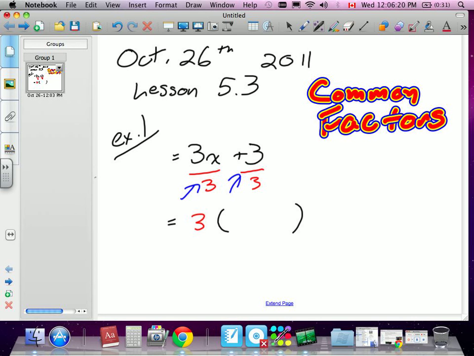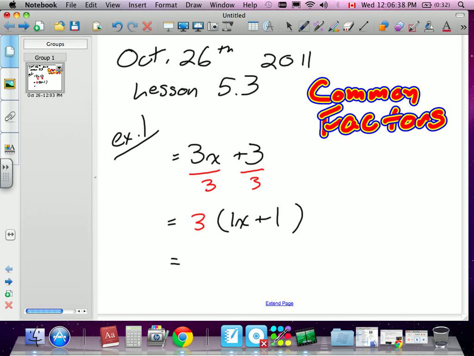And what that means is we take 3x and divide by 3. Does anyone know what we'll get? 1x. So that goes inside the brackets. And what would 3 divided by 3 be? Plus 1. Okay? So we're going to rewrite our final answer here.